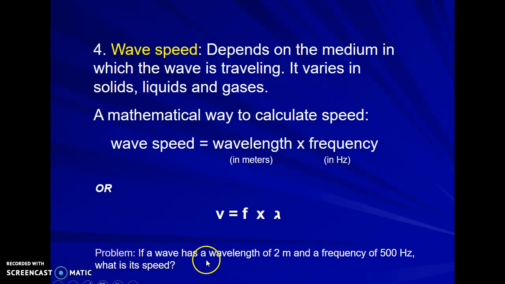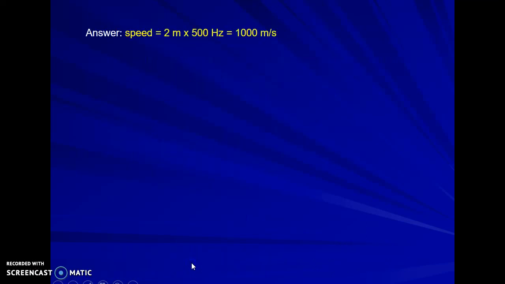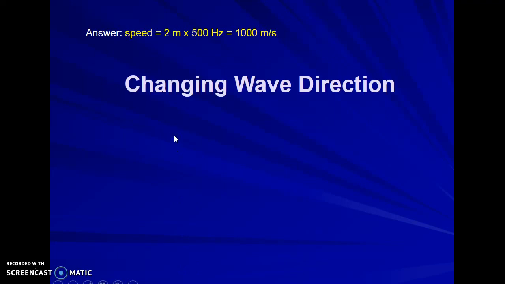Problem: if a wave has a wavelength of 2 meters and a frequency of 500 hertz, what is its speed? So the answer would be 1,000 meters per second in velocity.